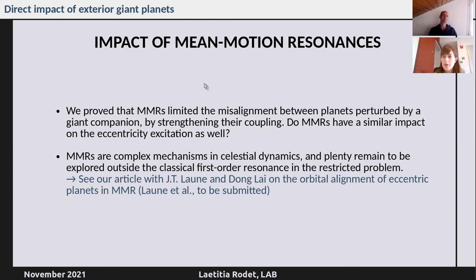Here we restricted ourselves to cases where all the orbits were circular. On the other hand, we know that mean motion resonances tend to couple eccentricity excitation to inclination excitation. So we need to take eccentricity into account in the future. Here we focused on the second order mean motion resonance because it's the mean motion resonance that involves inclination. The first order mean motion resonance does not interact with the inclination. The first order is much more studied, but even with this very classical resonance, there are things that remain to be done. We are working with another PhD student at Cornell, J.T. Lone, to model the orbital alignment of eccentric planets when you add mean motion resonance.